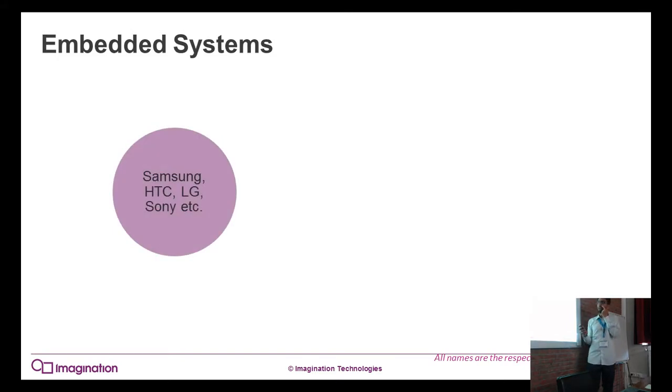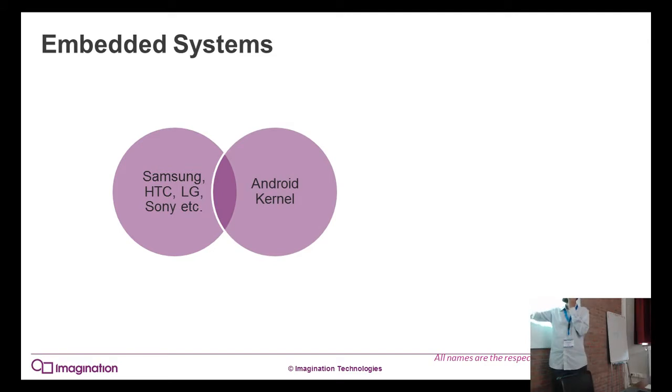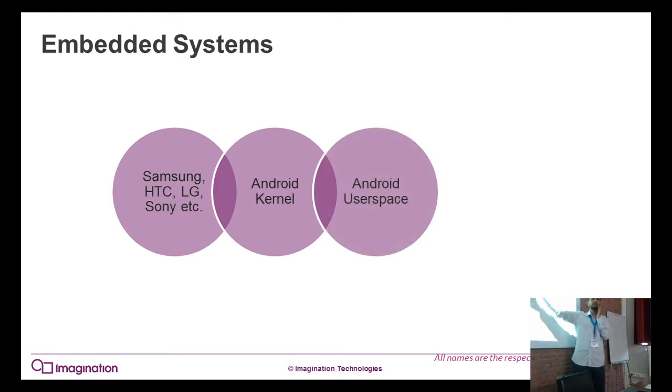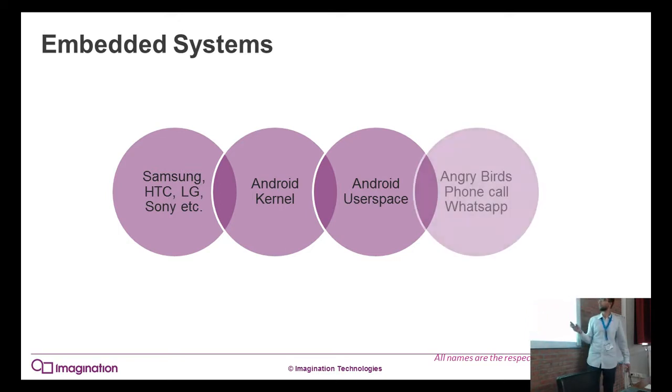You have a Samsung phone, HTC, LG, whatever. You have the Android kernel. That's the kernel space part. See, this shaded area is a common overlapping zone. Then you have the Android user space part. What you see on your phone, that would be the Android user space part. Behind the scenes, while it's powering up and handling things, that would be the kernel space part. And then you run apps like the phone call, Angry Birds, WhatsApp, or some other apps like that.